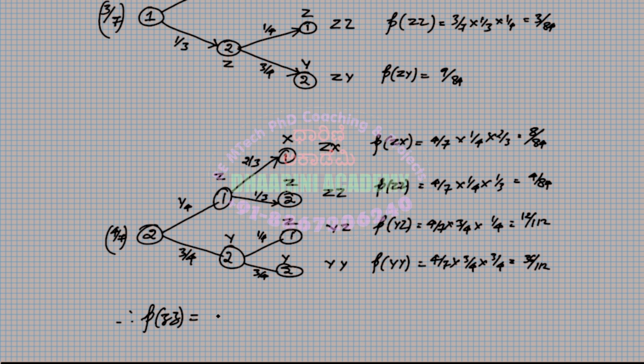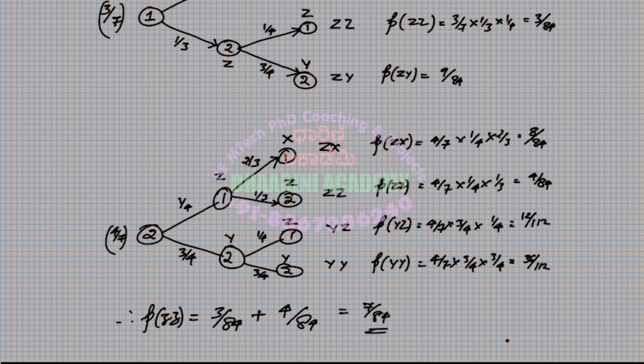Look at the first one. It gives you 3 by 84. Similarly, from the second one, I get P of ZZ equal to 4 by 84, correct? So just add them together. That is 7 by 84. Anyway, we can simplify that. I think it's 1 by 12. 7 ones are 7, 12s are 84. Okay, 1 by 12 is the answer, right?